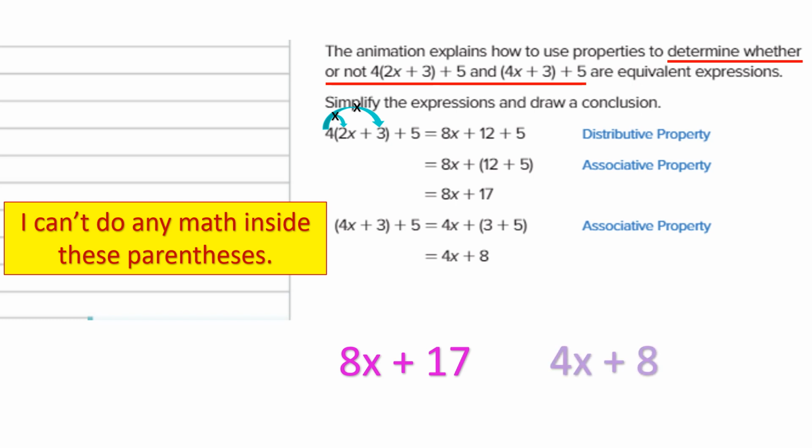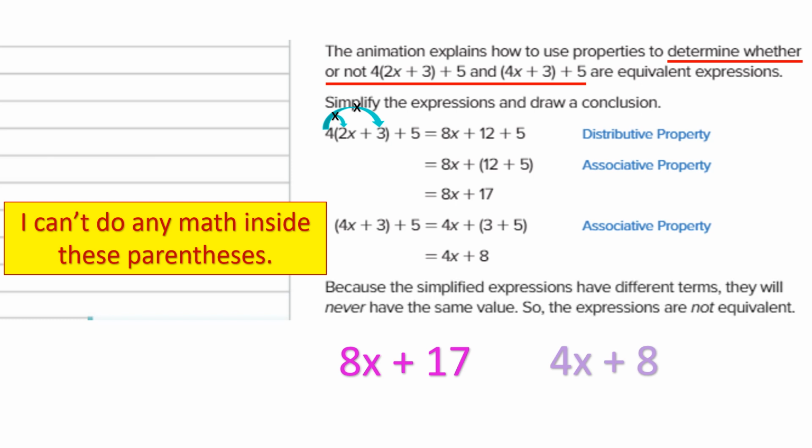So now I've simplified the expression as far as I possibly can. The question is, are these two equivalent or not? And that is a no. These are not equivalent. So when I see this symbol, an equal sign with a slash through it, that means not equivalent. Or you can write "not equivalent," but I think the equal sign with the slash through it is easier for you.